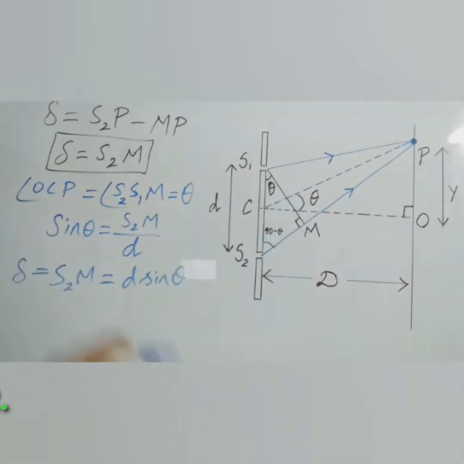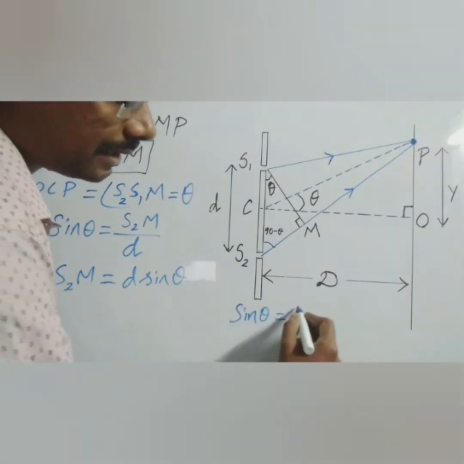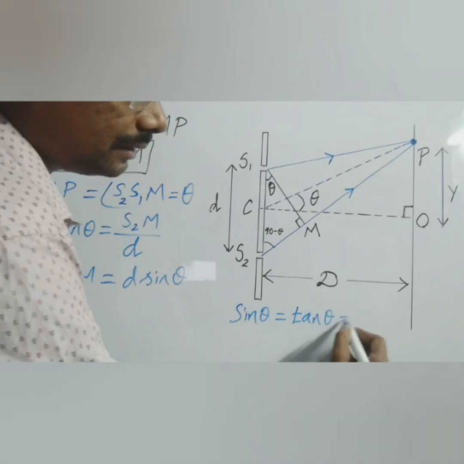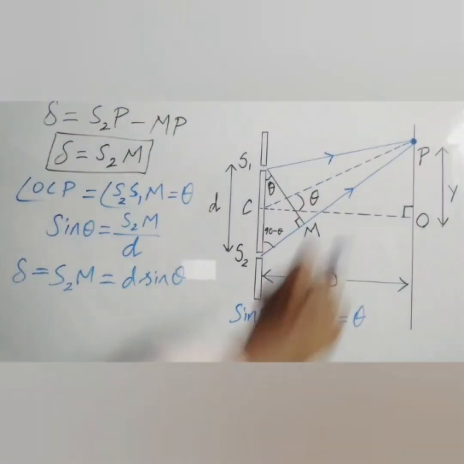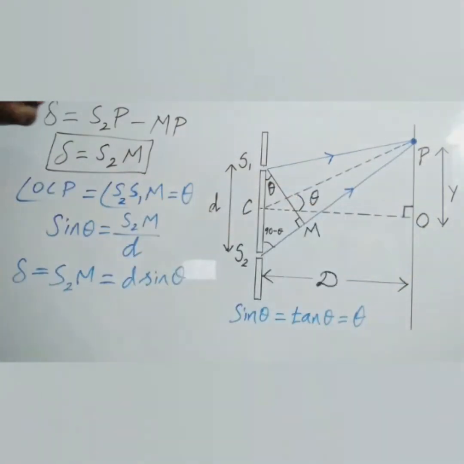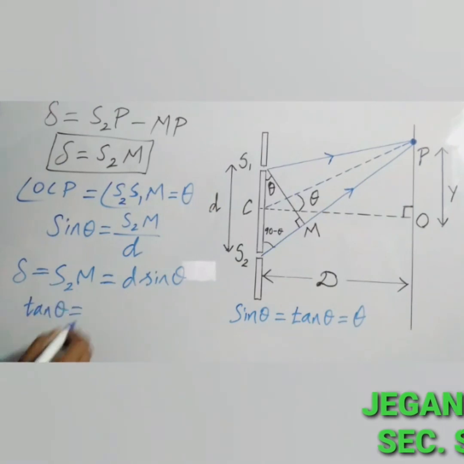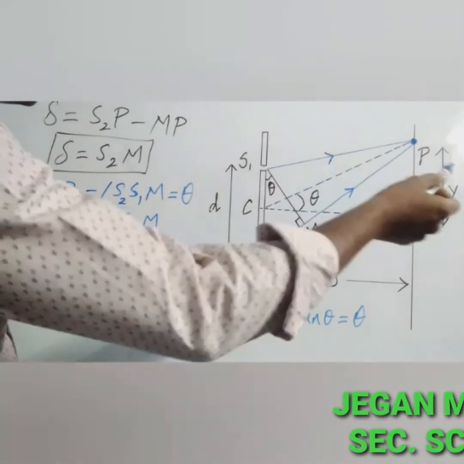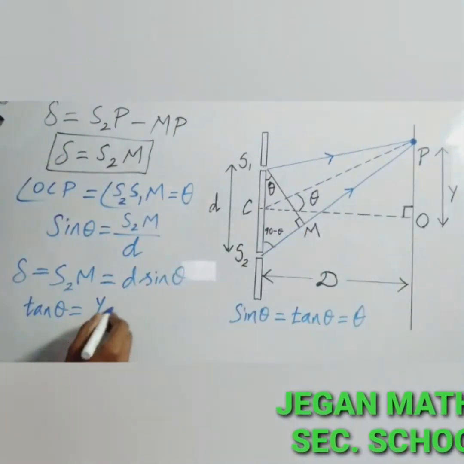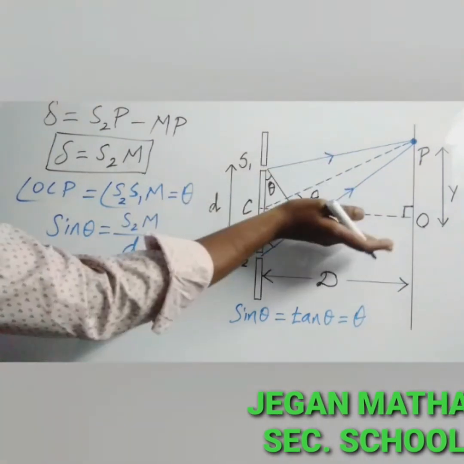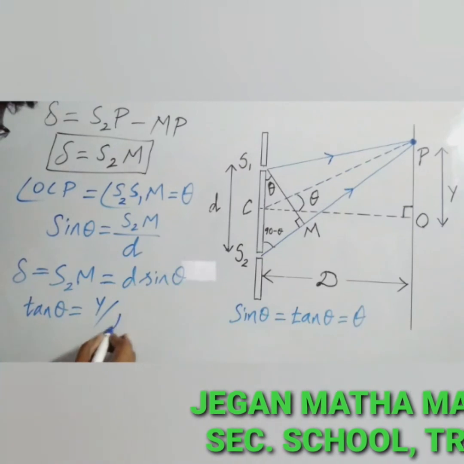Here the theta is very small. For small angles, we know the relation sin theta is equal to tan theta, which can be termed as theta itself. From the right angle triangle OCP, I am going to find the tan theta value. So what is the tan value? Opposite side by adjacent side. What is the opposite side? Y, divided by what is the adjacent side? The adjacent side is CO, which is equal to capital D.